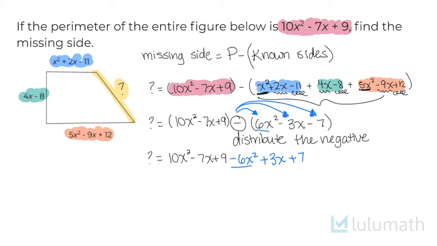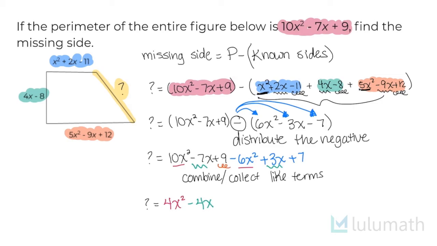Now all I have to do is just combine or collect my like terms, and then I'll be done. So here I see I have a 10x squared and a negative 6x squared, and when I put those together, I get positive 4x squared. Then I have a negative 7x and a positive 3x, and when I put those together, I get a negative 4x. And then lastly, I have a 9 and a positive 7, so 9 plus 7 is 16. And this is my missing side.